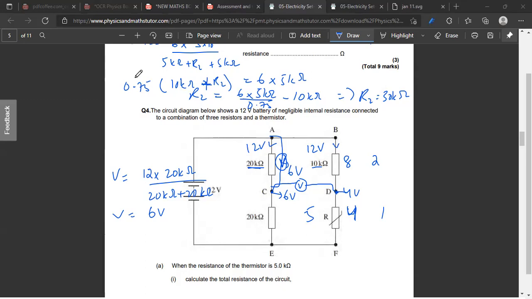Can you repeat how you got C to D again? Is it just using the equation? No, the concept is that at C we have 6 volts and at D we have 4 volts. So the difference is actually the potential difference. So 6 minus 4. Oh, so it's 2. Yeah. All right. Okay.